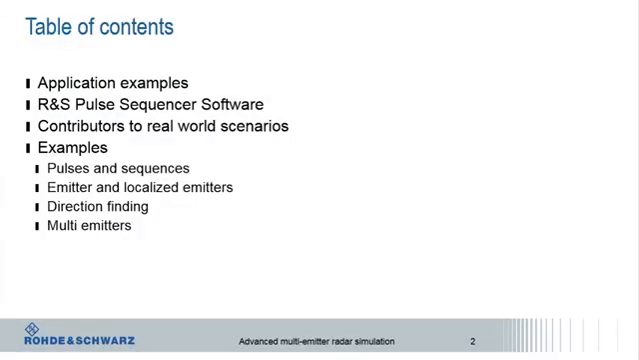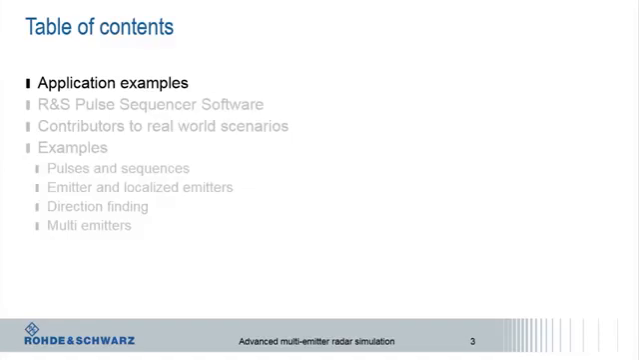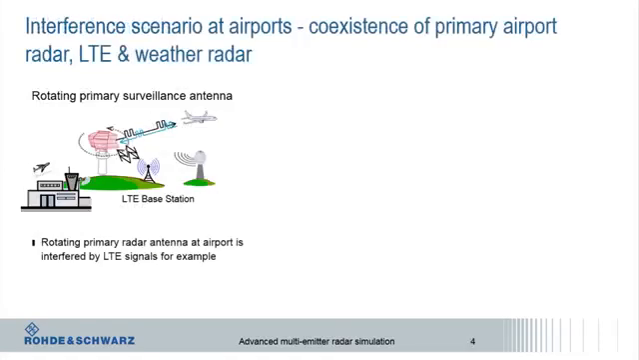First of all, let's have a look at the table of contents, what you will see in this webinar. First of all, we will look at some application examples. Then I will present to you the graphical user interface of the Pulse sequencer software. In addition, we discuss contributions to real-world scenarios, and then we will have a look at some examples: pulses and sequences, emitters and localized emitters. We will see a direction finding example and how to configure multi-emitter environments. Let's start with some examples first.